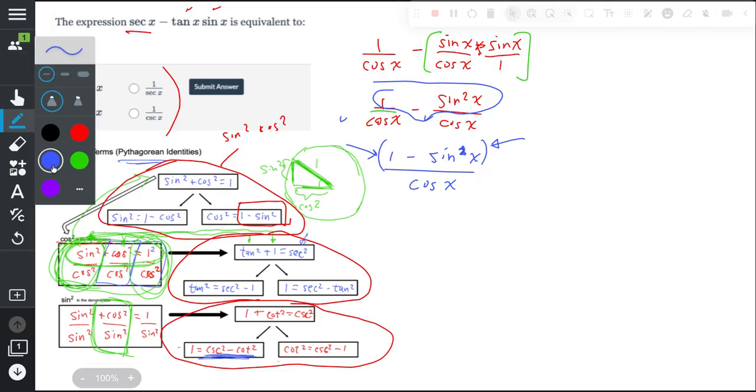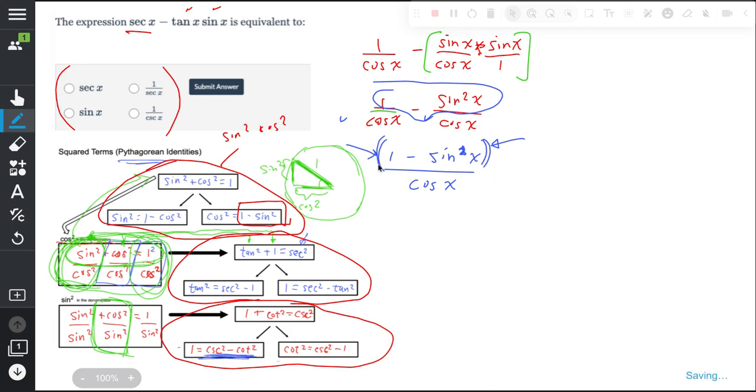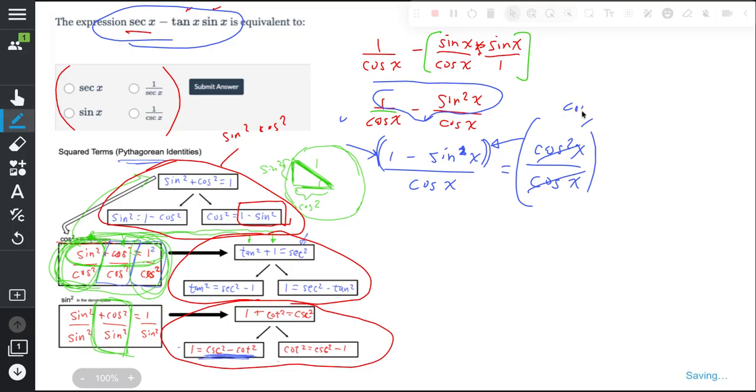So I'm going to replace this with cosine squared x. And as you can see, it's getting simpler and simpler. We went from this mess to something that looks a lot simpler. Now, when you have cosine squared x on top and just one cosine squared on the bottom, you can cancel out one of these for the entire one of this, because this is obviously cosine x times cosine x. That's what it means to be squared. So I got rid of one of those and I have cosine x.